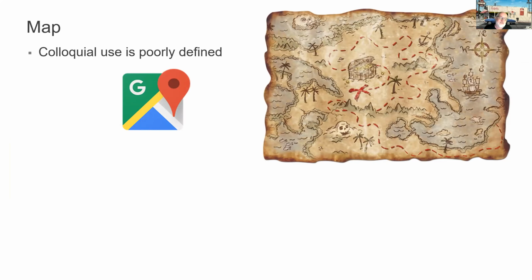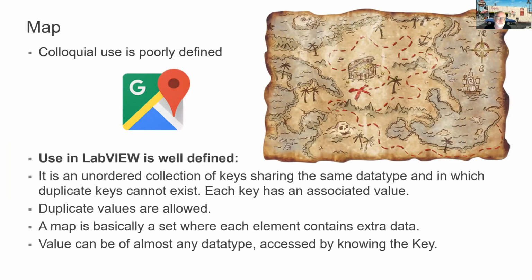So a map is poorly defined in colloquial use, could be anything, right? In LabVIEW, it's an unordered collection of keys of the same data type, in which duplicate keys cannot exist. Each key has an associated value. Duplicate values are allowed. A map is basically a set where each element contains data. The value can be of almost any data type. You can have a cluster or anything.